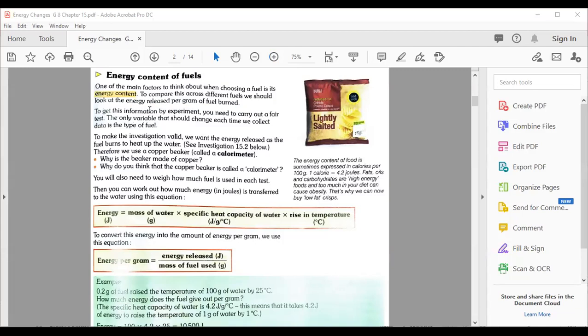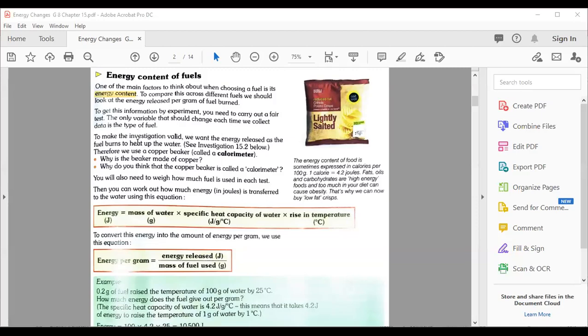To get this information by experiment, you need to carry out a fair test. For this, you need to perform a practical test, but that should be fair. There will be no fake readings. The only variable that should change each time we collect data is the type of fuel. Every time, we're just going to change the fuel.